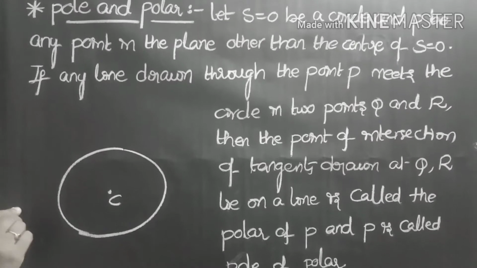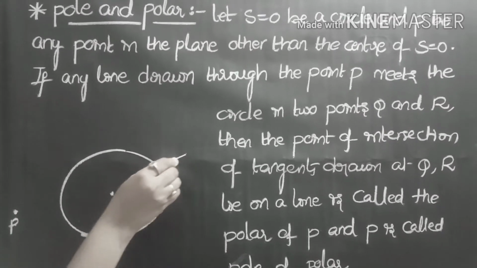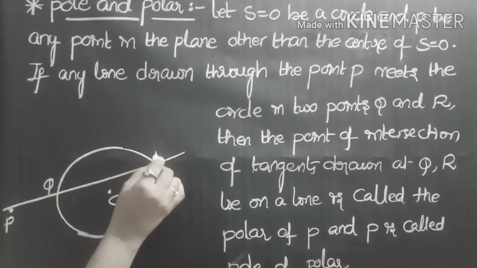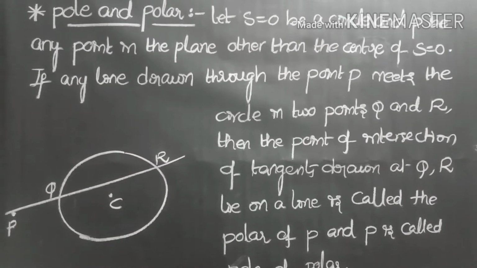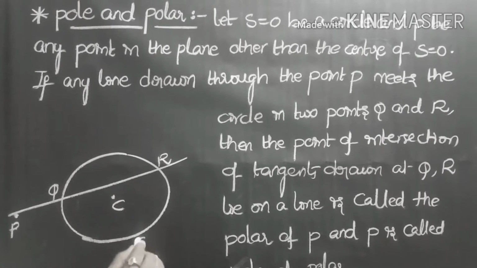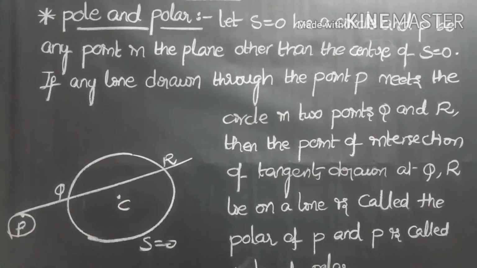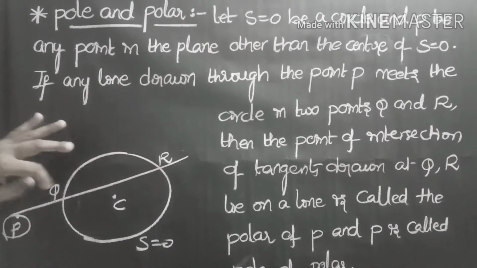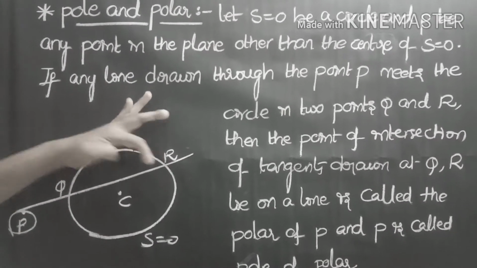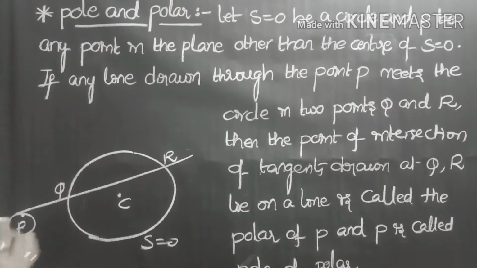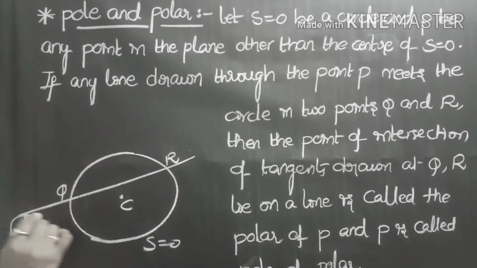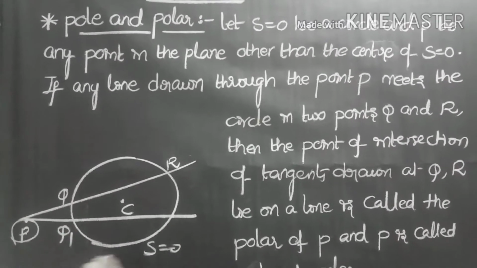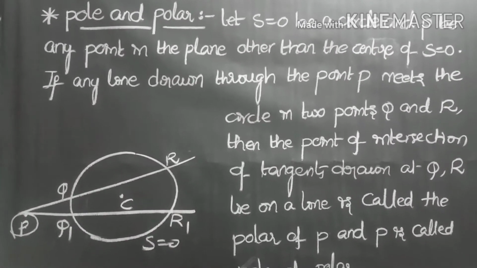Now from the point P, first we draw one chord to the circle, and the chord cuts the circle at the points Q, R. First we take one circle S equals 0, and we take one external point P here, and from this point we are drawing one chord to the circle. Now the chord cuts the circle at the points Q, R, and again we draw one chord from the point P to the circle. Now this chord cuts the circle at the points Q1, R1.